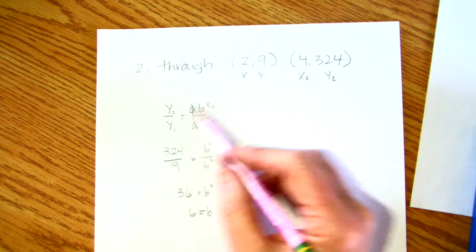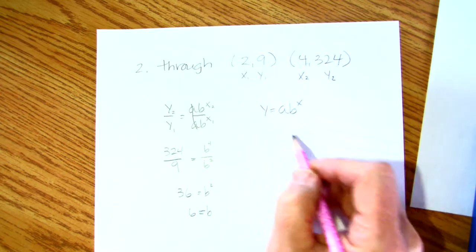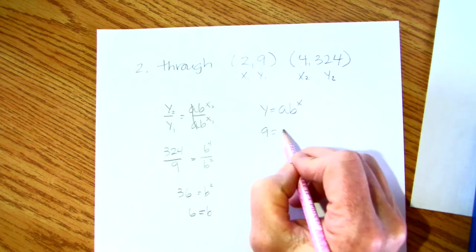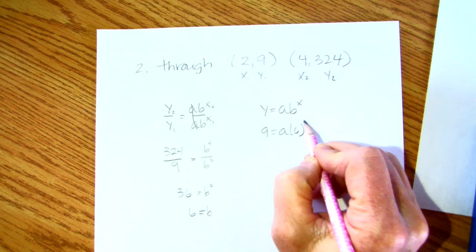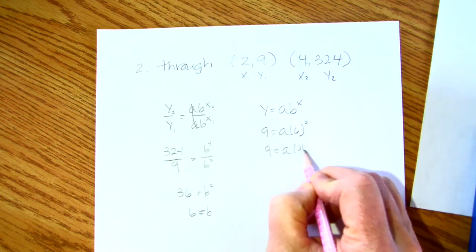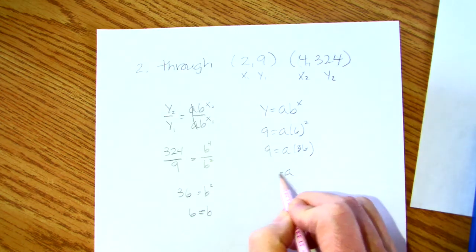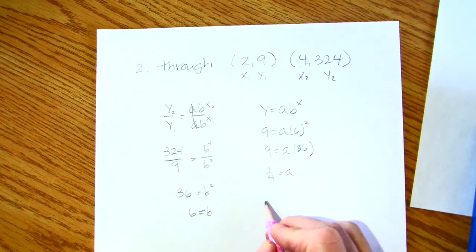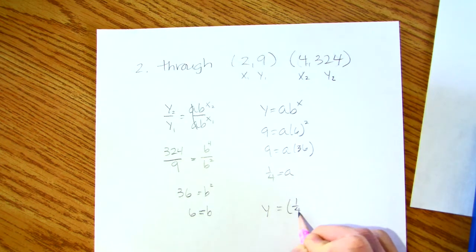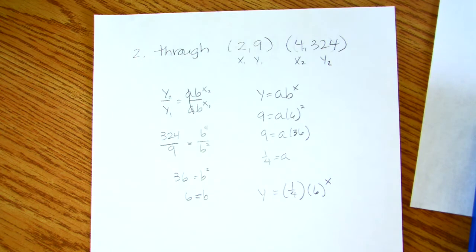And then I need to go back and find a, and I go back to my fundamental relationship. I know b is 6, and y is 9 when x is 2. So 9 equals a times 36. So a must be equal to 1/4. Divide both sides by 36. So y equals 1/4 times 6 to the x. So that's how to write an exponential function.